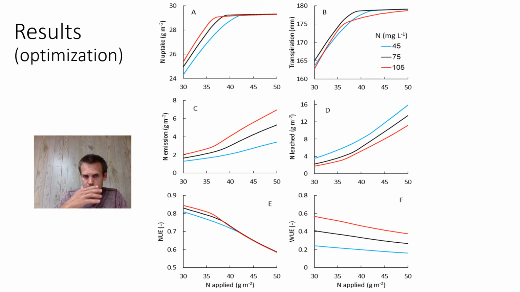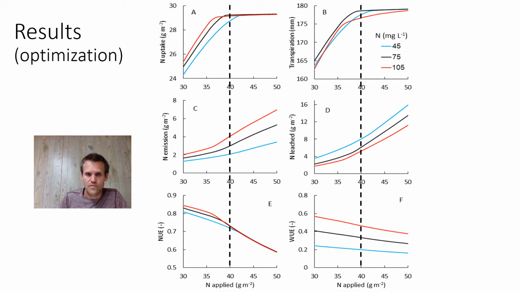When we optimized, we ran simulations to find the optimal concentration and nitrogen application ratio, and then we found that 40 milligram application per square meter was the optimal application range under the conditions that we grew in. And you see here that there's the highest uptake and there's the highest transpiration, while the nitrogen emissions here were lower than the higher concentration of nitrogen application.